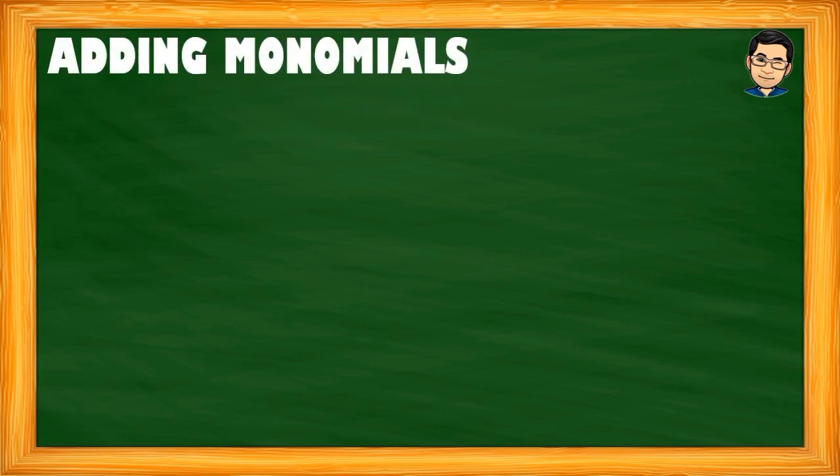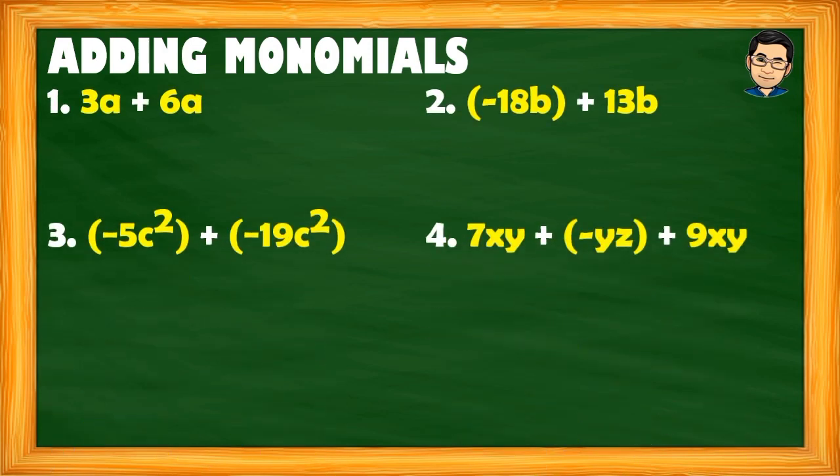Siyempre, uunahin natin dito is yung monomial. So, we will be adding monomials. Again, monomial is a polynomial with one term. Single term lang po siya. So, let's have number 1, 2, 3, and 4.